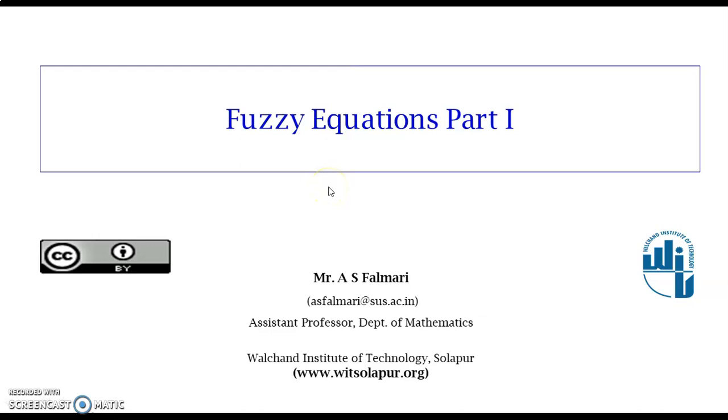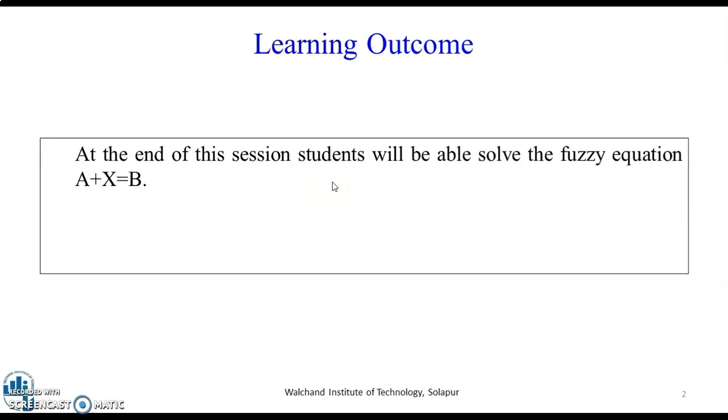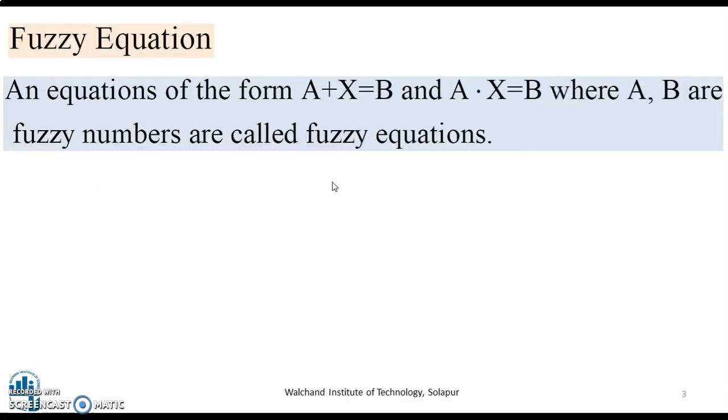In this video, we will discuss the fuzzy equations. Learning outcome. At the end of this session, students will be able to solve the fuzzy equation a plus x equal to b. Let us start this video with the definition of fuzzy equation. Equations of the form a plus x equal to b and a into x equal to b, where a and b are fuzzy numbers, are called fuzzy equations.